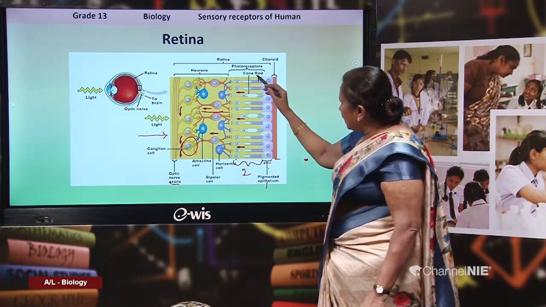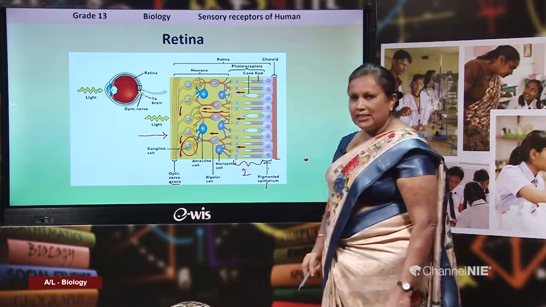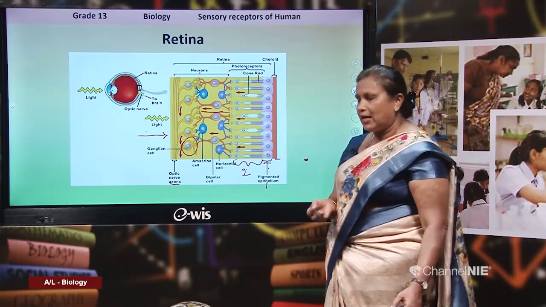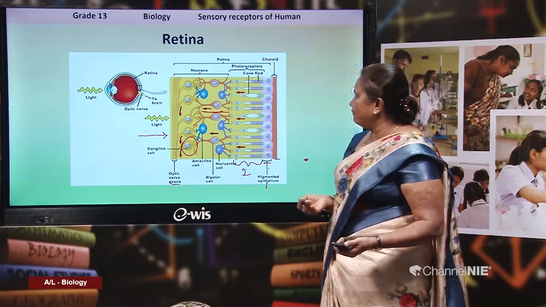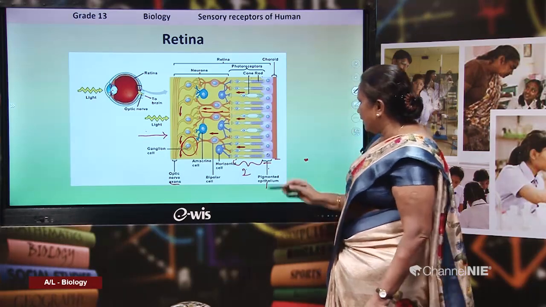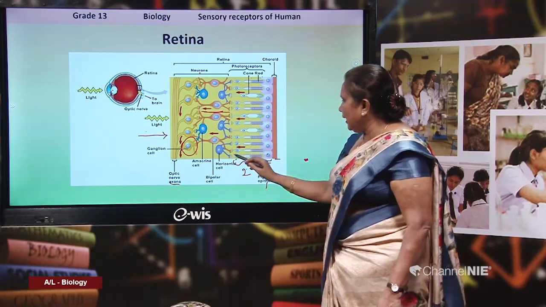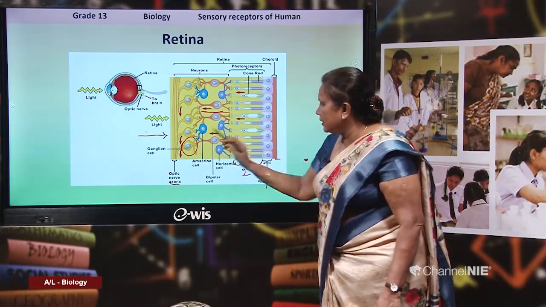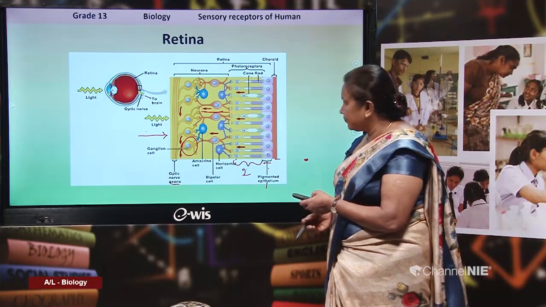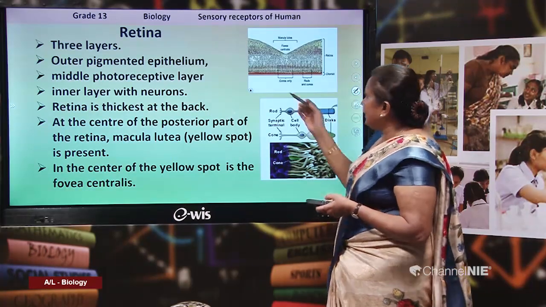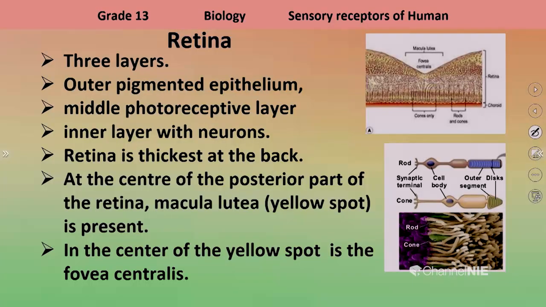So there are two types, as I explained, cones and rods. I'll explain the function and the activity of the photoreceptors later. So this is the structure of the retina: pigmented cell layer, photoreceptors, and neurons. Then the retina, what I have explained is given there. Outer pigmented, middle photoreceptive, inner layer neurons.